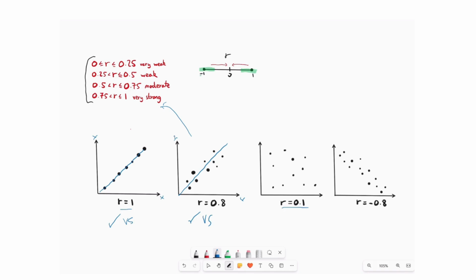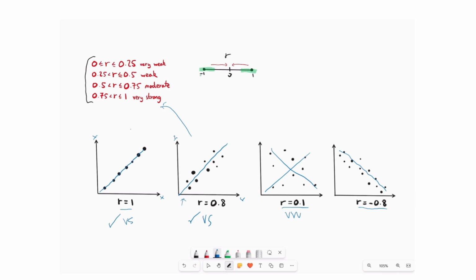Now, if they asked us to interpret 0.1, if I were to draw a line of best fit, I could technically not do that. There's no real way of drawing a line of best fit there. So if I look at the key here, I would say it's a very, very weak relationship. Now, if we look here, R is equal to -0.8. If I were to draw a line of best fit, this would go down. It is a negative correlation, but it's very similar to this one here that we did.